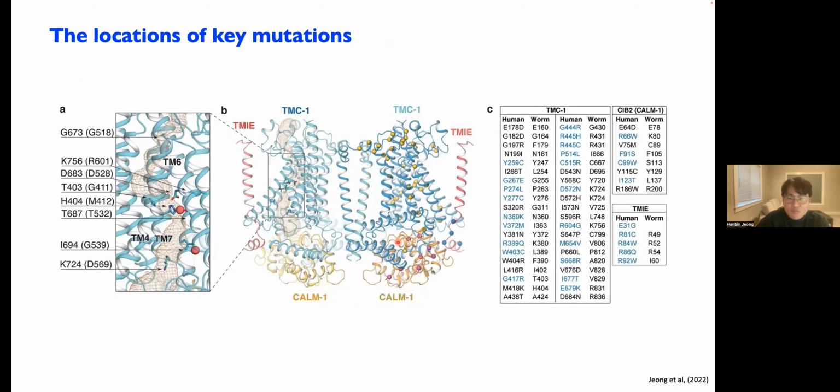And yeah, this figure shows the multiple point mutations of each protein linked to deafness and hearing loss in humans, compared to the C. elegans TMC1 complex structure. And many of them are located in the pore-lining architecture area of TMC1 and also at the binding interface between TMC1 and TMIE, as well as CAM1, which means those mutations cause defects in the ion conducting pathway and destabilize protein structure.